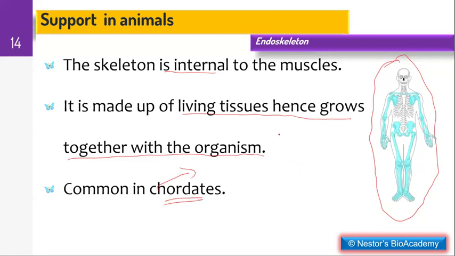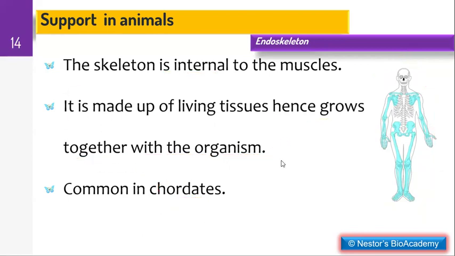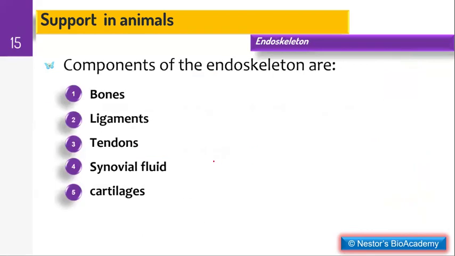So what are the main components of the endoskeleton? The endoskeleton is largely made up of bones. It's made up of ligaments. It's made up of tendons. It has got the synovial fluid, and it has cartilages.